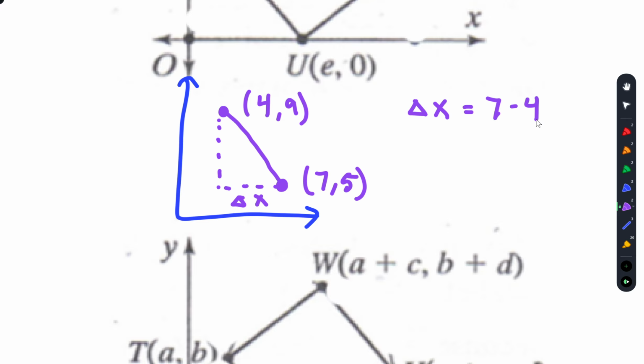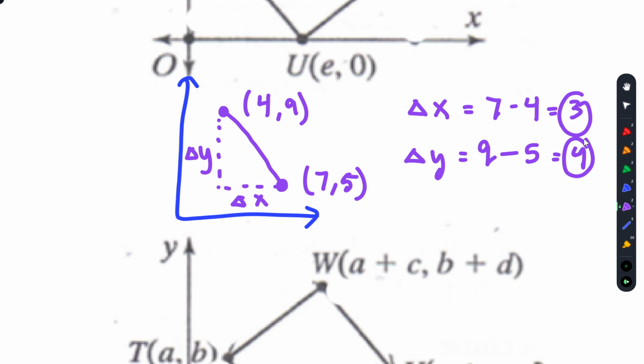I take the bigger number, which is on the right, and subtract the smaller number, which is on the left, for my x values. I would do the same thing for the y values. My change in y is the bigger number, which should be on top, minus the smaller number, which is on bottom. So those side lengths of that right triangle, even though I can't count the boxes, I can figure out are 3 and 4. That's how we're doing that.